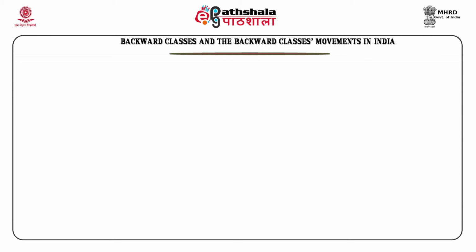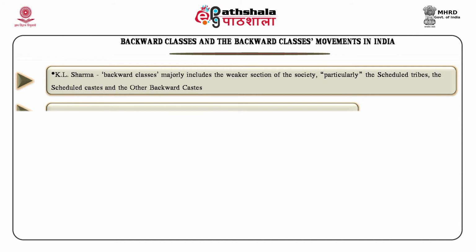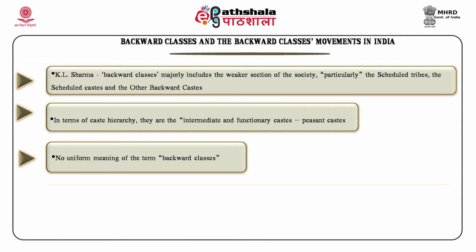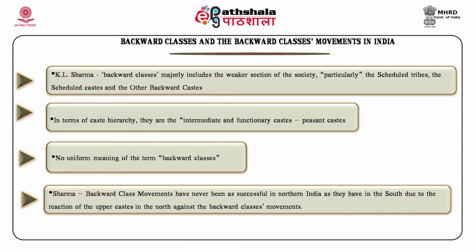Backward classes and backward classes movement. What does the term backward classes mean? Where in the social stratification system is the position of the backward classes placed? Does the term also imply the existence of forward classes? In answer to all the above-mentioned questions, K.L. Sharma states that the term backward classes majorly includes weaker sections of the people in the society, particularly scheduled castes, scheduled tribes and other backward classes. The category includes people who are in need of social protection and help for economic and social upliftment.